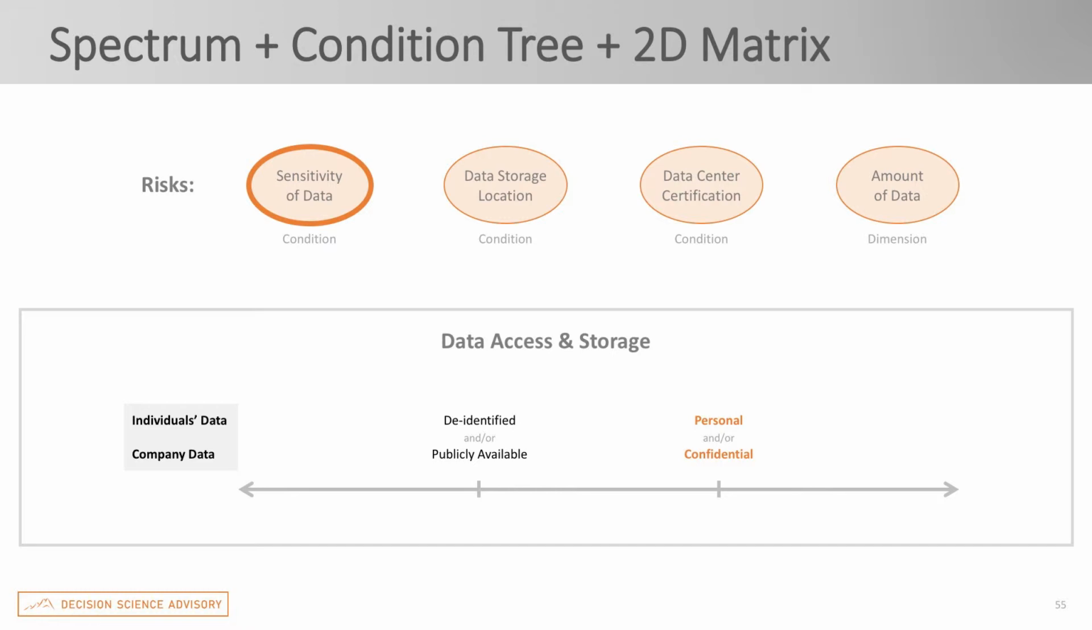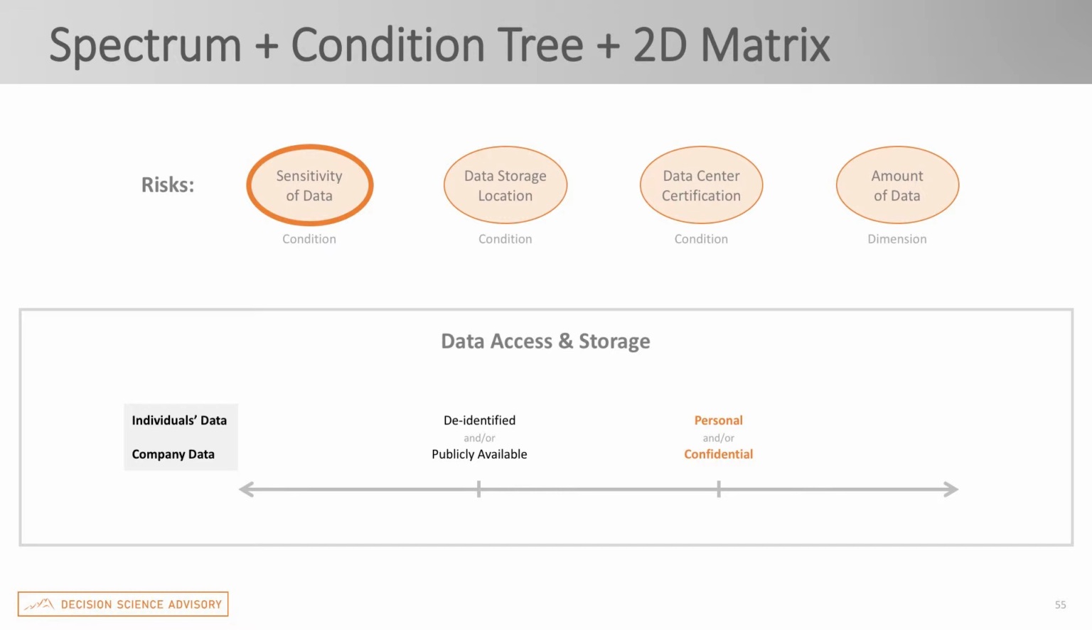Essentially, I said, well, data can come in two buckets. Either it's data about individuals, or it's data about the company. And those two, the black is the safe data, the orange is the riskier data. If it's de-identified about an individual, or if it's publicly available about the company, we're on safe ground. If it's sensitive personal information or confidential information, then that's an issue.